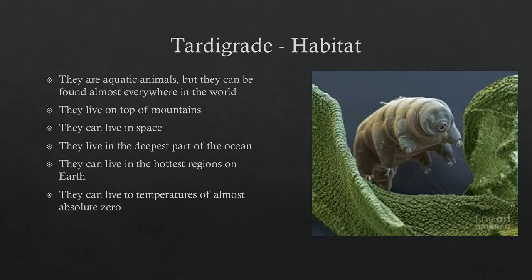Tardigrade, habitat. They are aquatic animals, but they can be found almost everywhere in the world. They live on top of mountains. They can live in space. They live in the deepest part of the ocean. They can live in the hottest regions on Earth. They can live in temperatures of almost absolute zero.